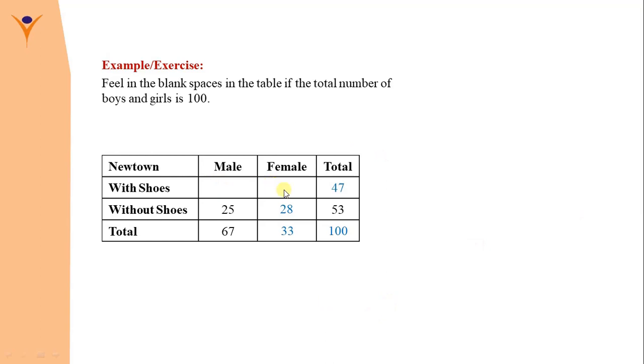Now the other remaining two are easy to find. So I can say 33 minus 28. That will give me the spot here. In the same vein, 67 minus 25. That will give me the value that is missing here. All right. So 5. 33 minus 28 is 5. Now 67 minus 25. That will give me 42. And our table is complete.